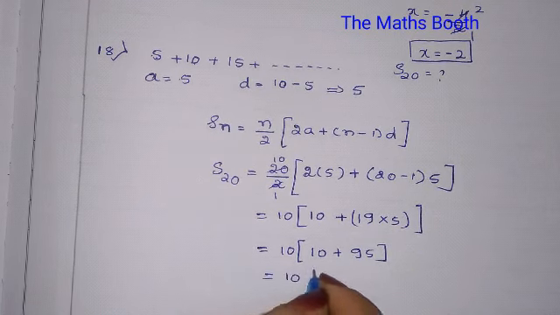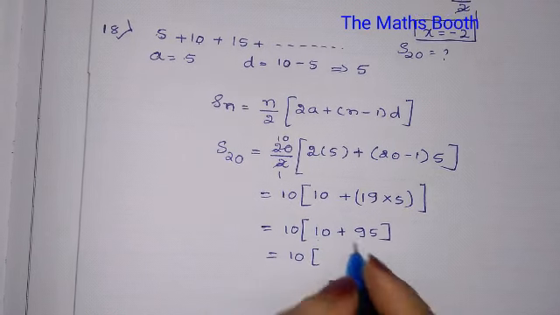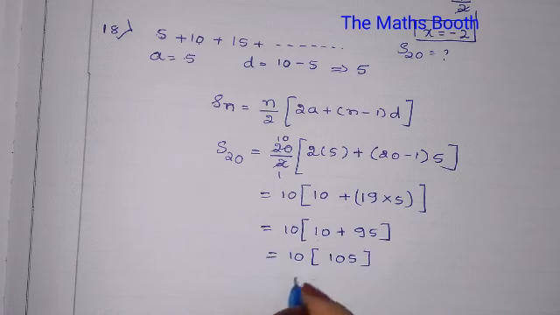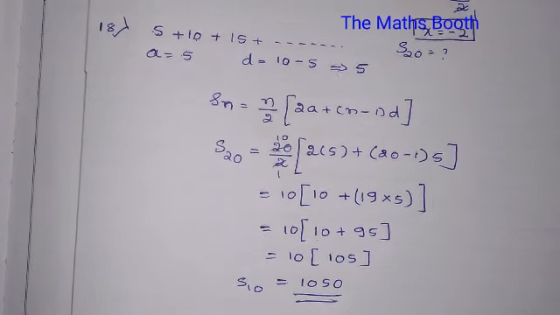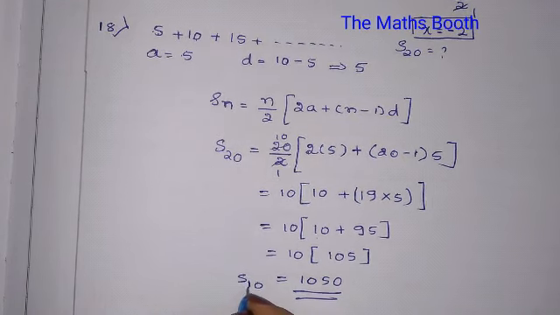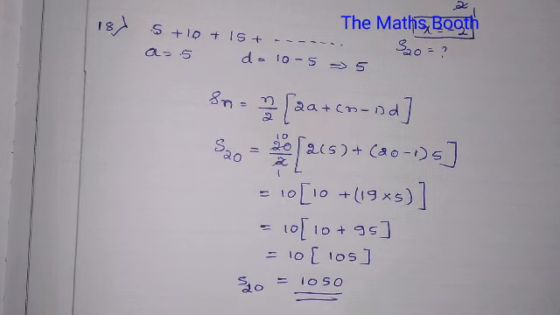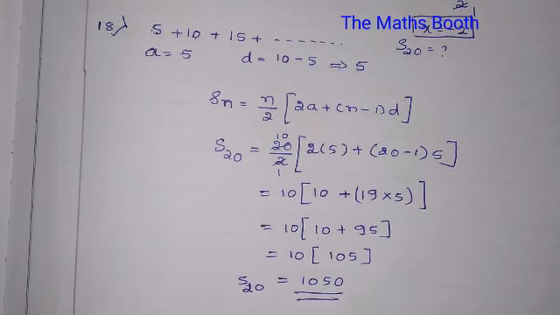10 as it is, 95 plus 10 is 105. 105 into 10, if we multiply, 1050. This is S20, the sum of the first 20 terms is 1050. So we got this value.